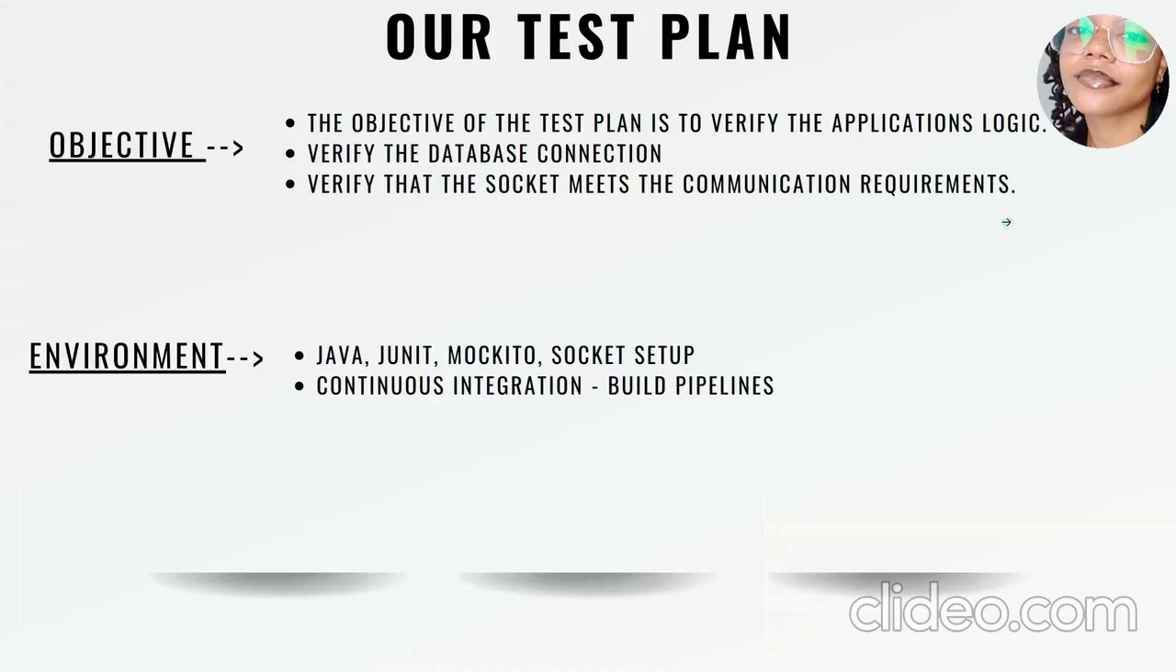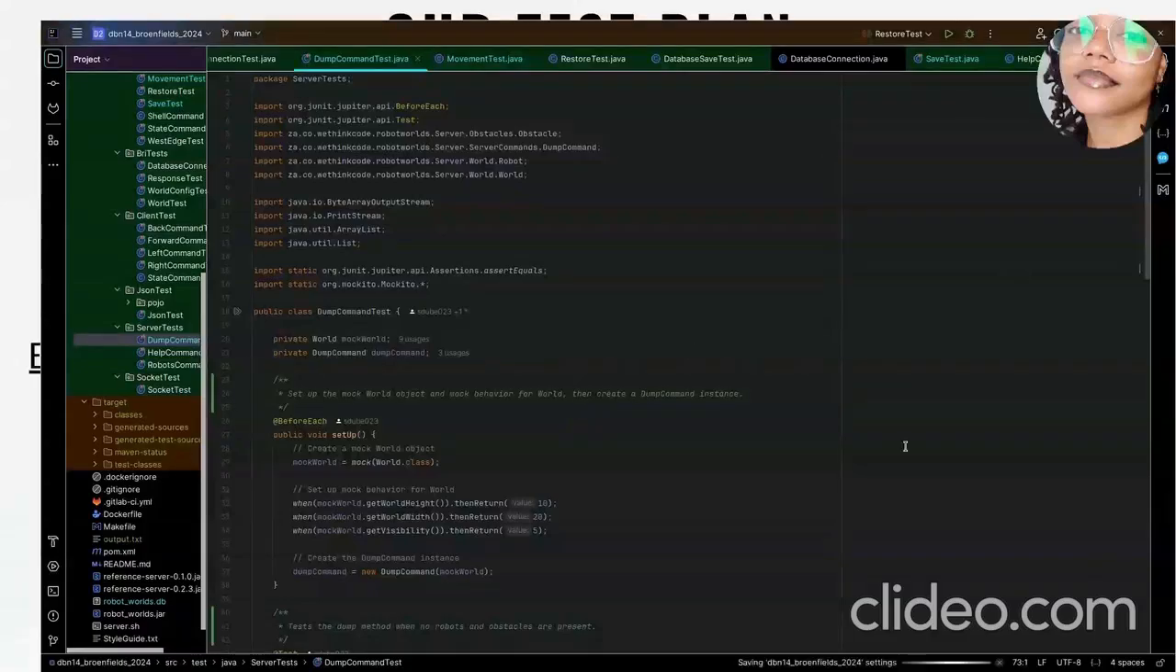In our test plan, we have an objective and the environment. The objective of the test plan is to verify the application's logic, to verify the database connection, and also to verify that the socket meets the communicating requirements. The environments that we used were Java, JUnit, Mockito, socket setup, etc. And then we also had something called continuous integration, which is our build pipelines that normally tested each and every commit that you made when you pushed work into GitLab. Now let us get into the presentation of our test.